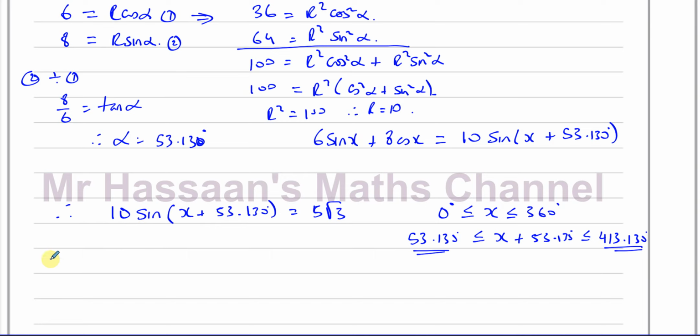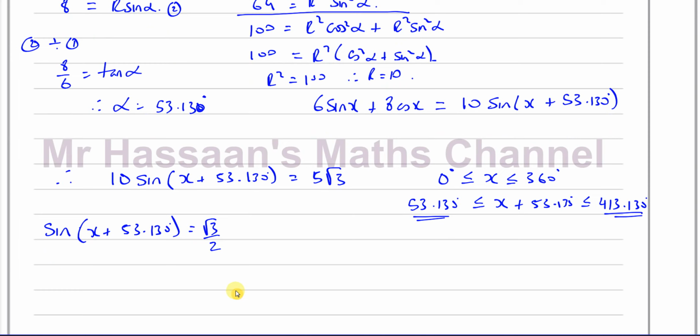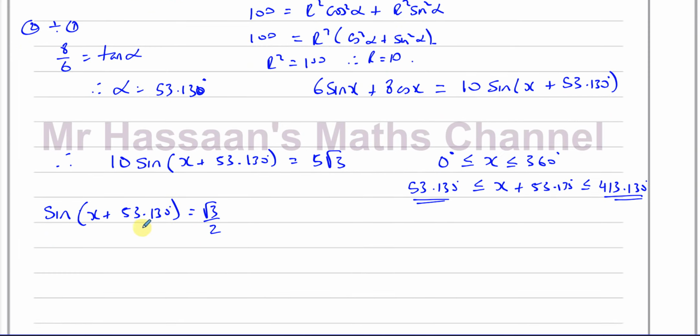Now, of course, I have to divide by 10 first. So sine of x plus 53.130 is equal to, when you divide by 10, that gives you root 3 over 2, right? Because the 5 and the 10 cancel. That's going to be root 3 over 2. Now, we should know from our exact angles that the sine of 60 degrees is root 3 over 2. So we can say, therefore, x plus 53.130 is equal to 60 degrees, which is within our limits.